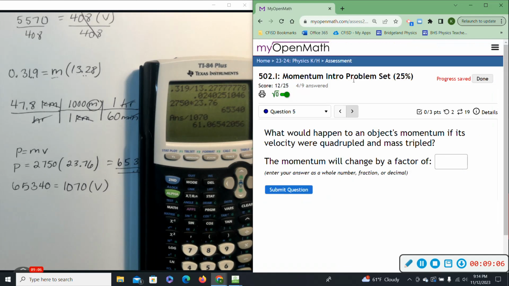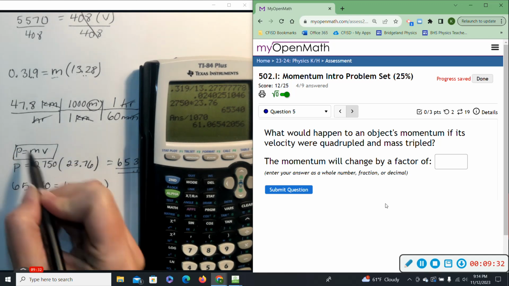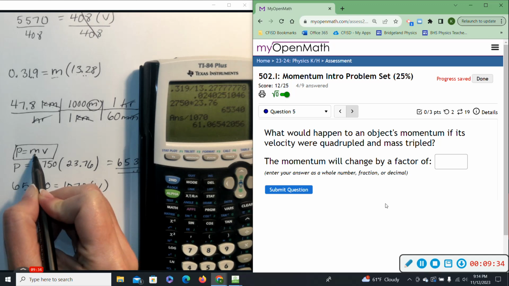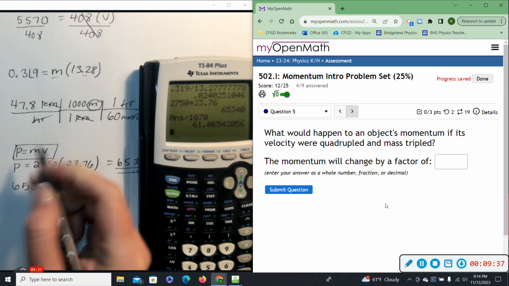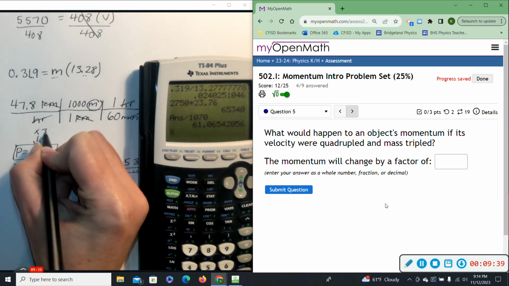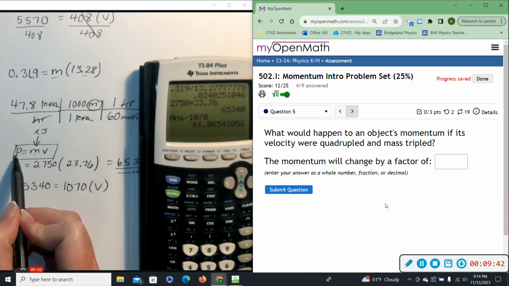Question number 5 says, what would happen to an object's momentum if its velocity were quadrupled and its mass were tripled? The momentum will change by a factor of. You get to type the factor in, and you can type it as a whole number, a fraction, or a decimal. So looking at the relationship between these variables, and again, it's really the equation we want to look at here. Okay, looking at this equation, your momentum, if your mass is larger, your momentum will also be larger. So if this gets multiplied by a factor of 3, this would also be 3 times as much.